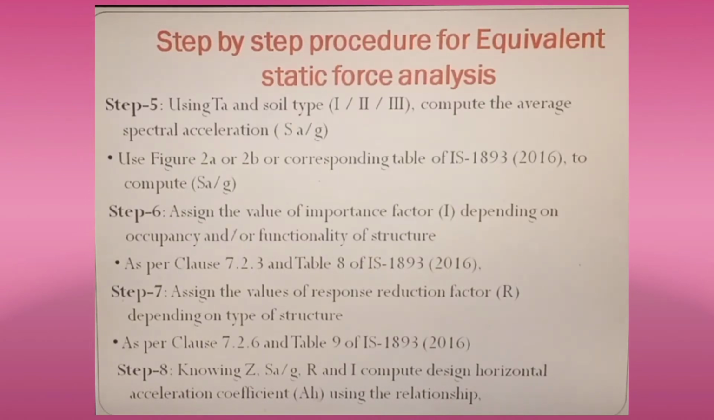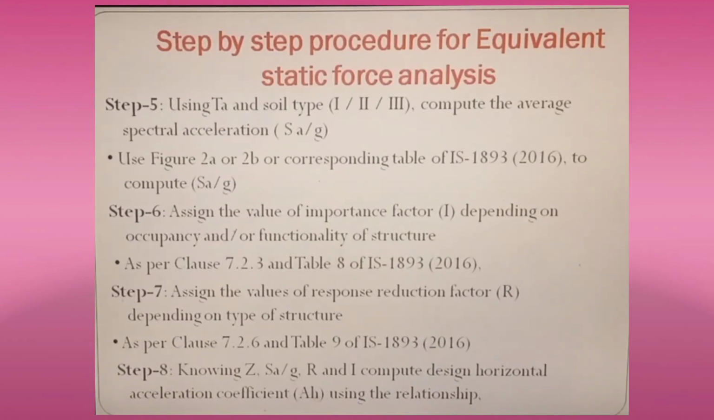Here, to compute the SA by G, you can use either figure 2A or 2B in IS 1893 2016, or the corresponding tables given in IS 1893 2016. We shall see it while solving the problems. This is your 5th step.